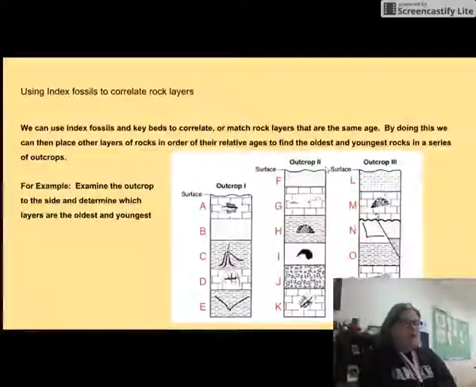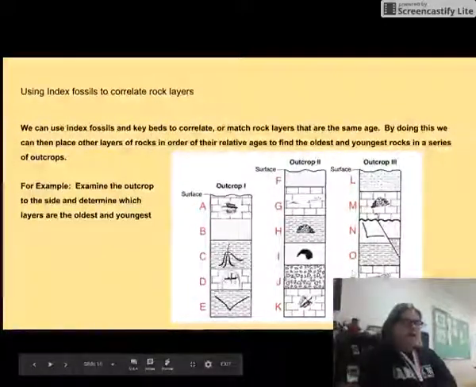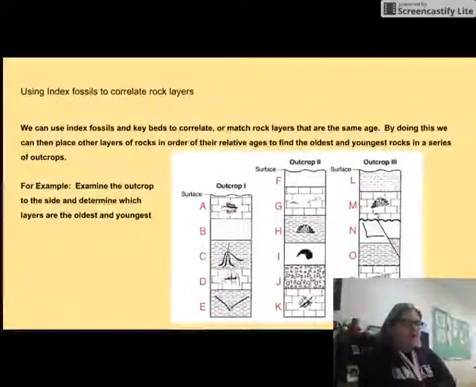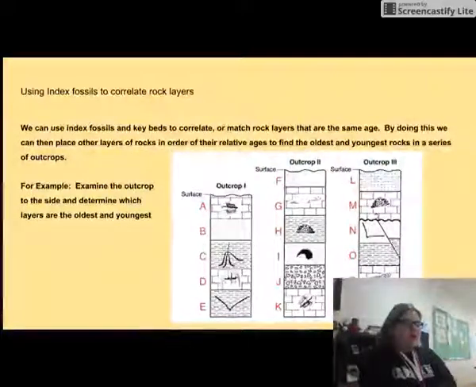First of all, we know that if it's at the top, it can't be the oldest. That's rule number 1. So we know we've got to be looking down towards the bottom. But if you look at our bottom layers, they're not all exactly the same. They're not all the same type of rock. So we have the little hash marks, we have the little bricks, we have more little hash marks. So they're not all exactly the same.